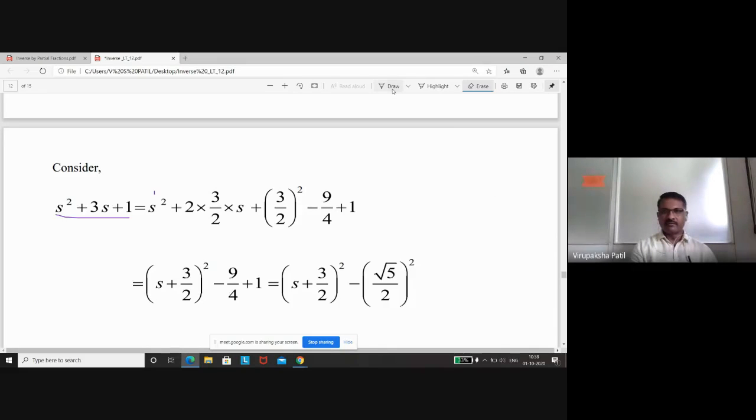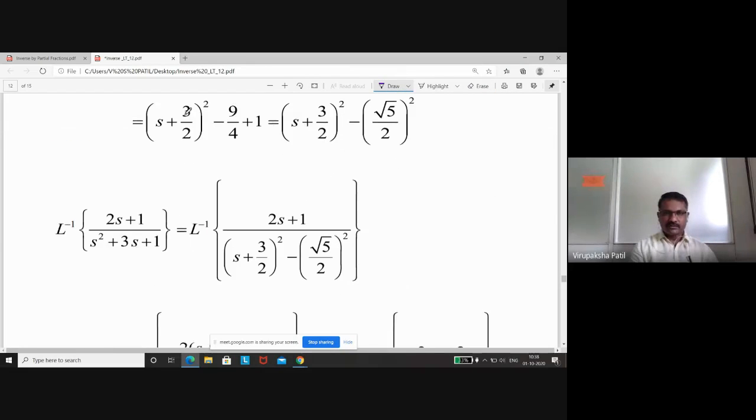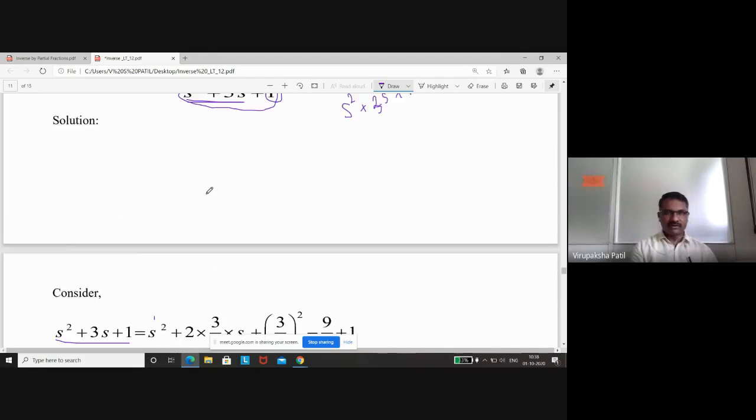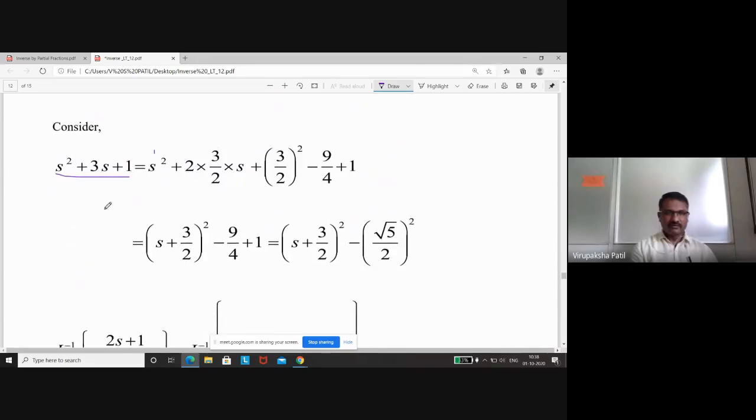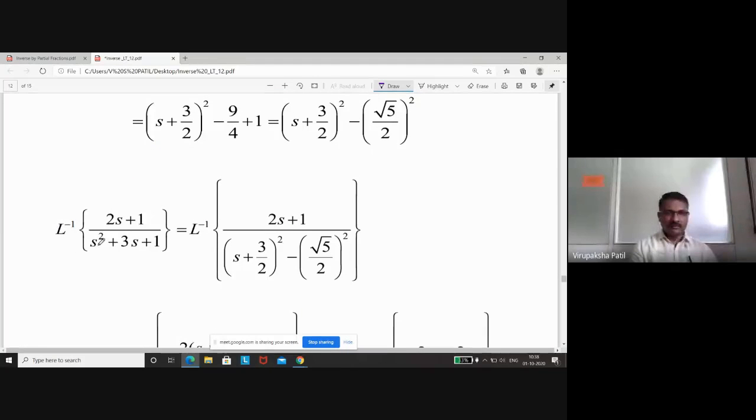Okay. Then next, see, substituting this in the denominator. Therefore, consider the original example here. L inverse of 2s plus 1 divided by s square plus 3s plus 1. This is equal to, numerator you keep as it is. Denominator you have converted as a perfect square, s plus 3 by 2 whole square minus root 5 divided by 2 whole square.